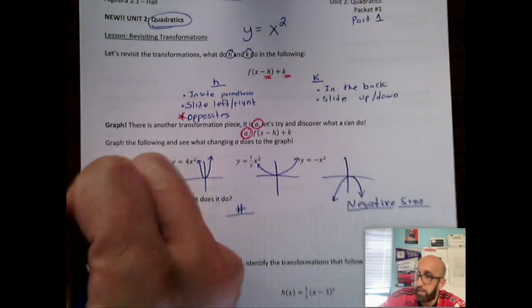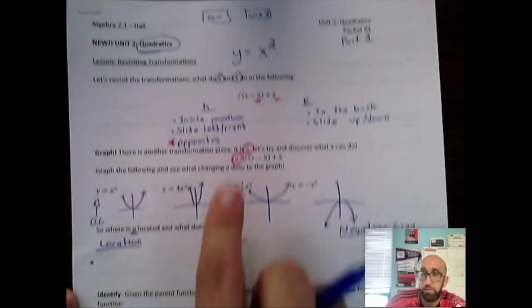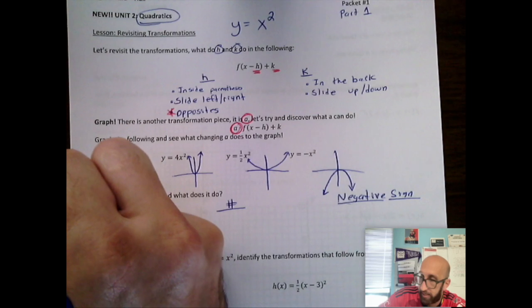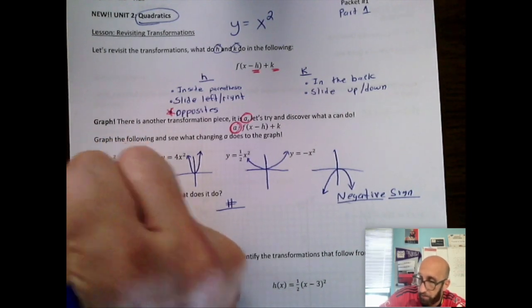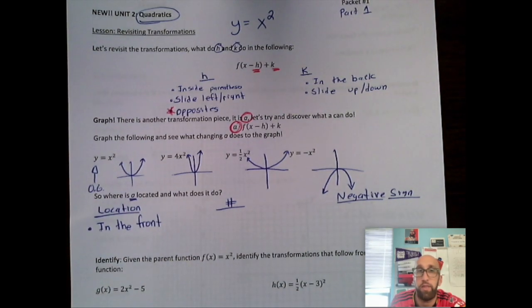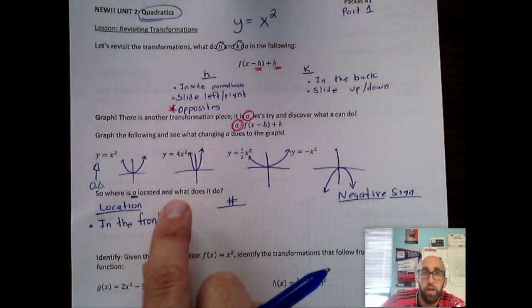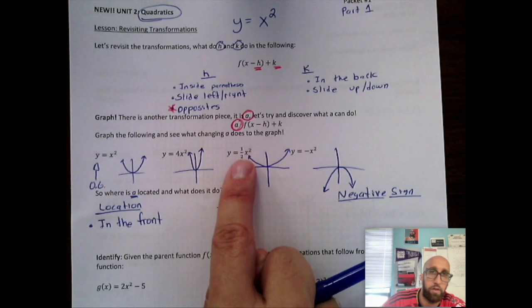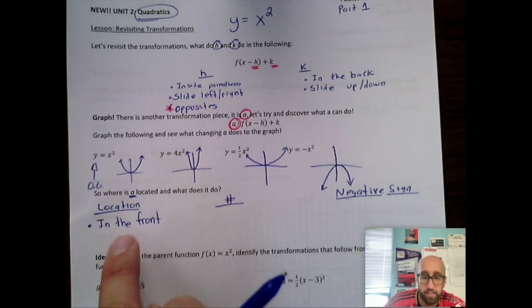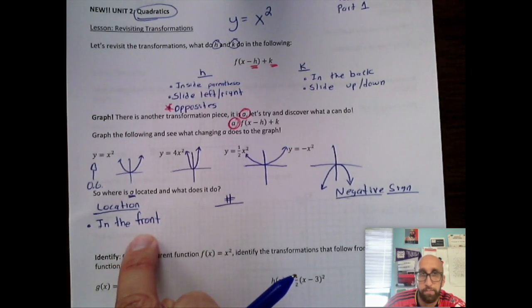So for the location, A, H is inside of parentheses, K is in the back. The location of A is in the front. A is a transformation that is located in the front of the equation. If you notice, there's a 4 in front. There's a 1/2 in front. There's a negative sign in front. A is always located in the front.